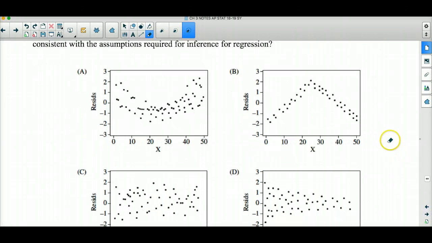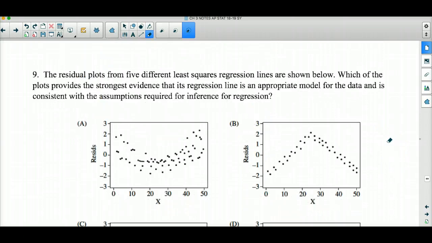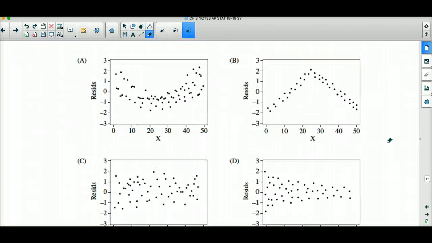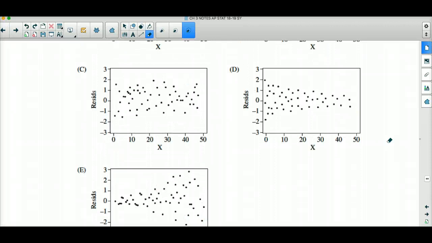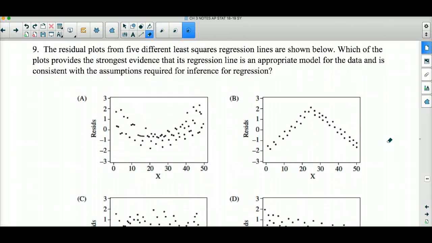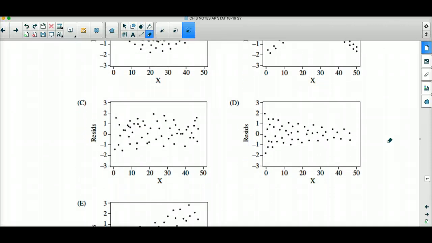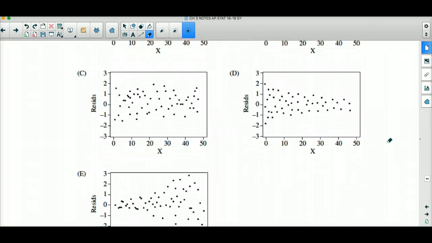Number 9. Oh, love number 9. The residual plots from 5 different least squares regression lines are shown below. Which of the plots provides the strongest evidence that its regression line is appropriate? So which one shows you that a linear model is appropriate? C. C is the best. It shows a random scatter.